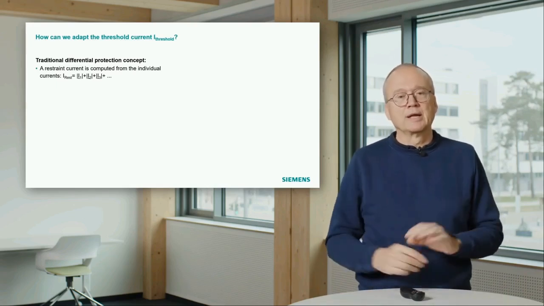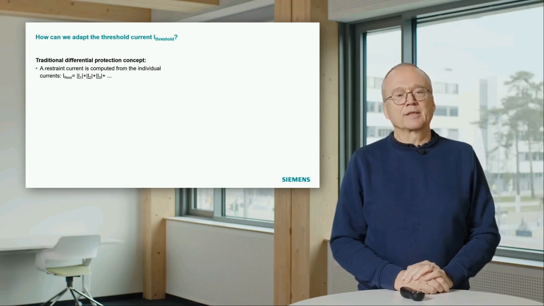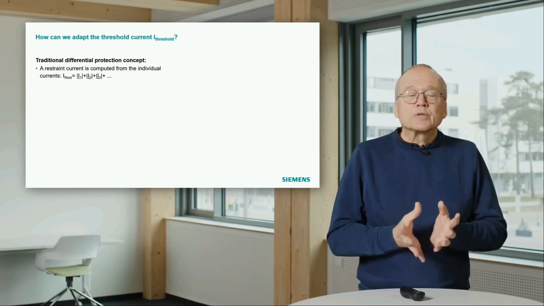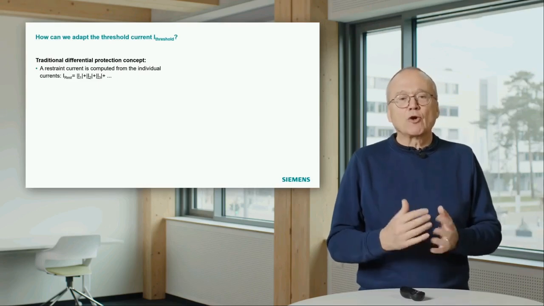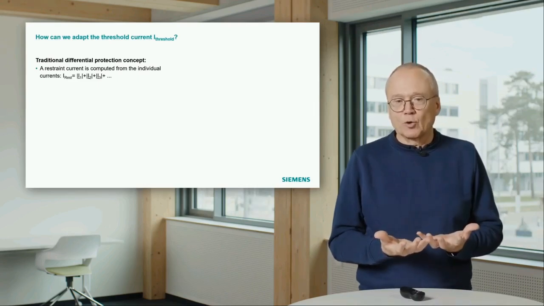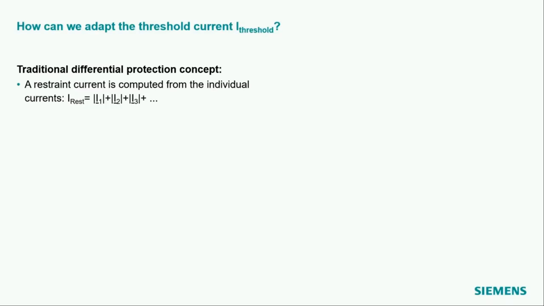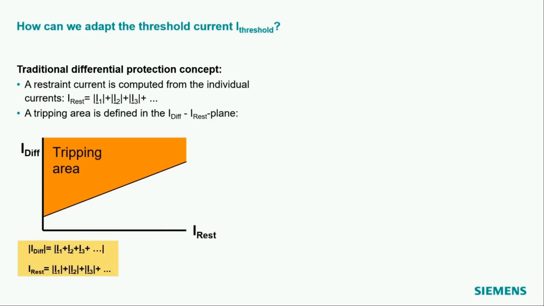That means without taking the sign and the phase angle into account. And this restraint current is an indication of how much current is flowing there. And that is used to adapt the threshold value. And what you normally find there is a diagram like this.